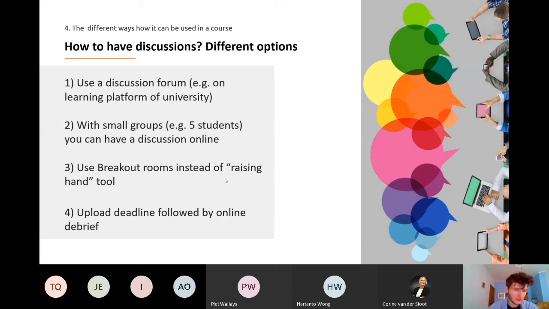Another solution is, of course, to give an assignment to your students, give an upload deadline, and then you look at their input. You write down feedback, and then you set up a session with them online. So that's the format of an online debrief, which takes the format of "what I found interesting in this insight from team 1 is X, Y," and then you can really make use of this way of asynchronous working.